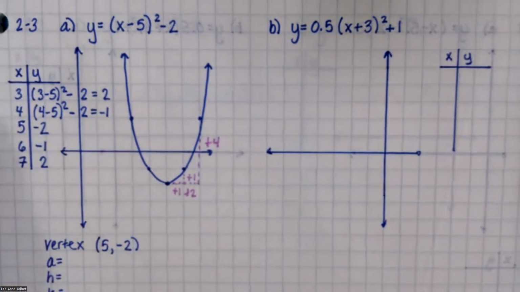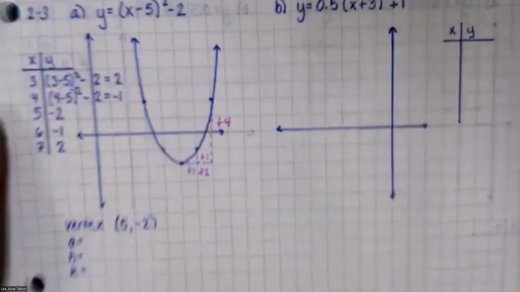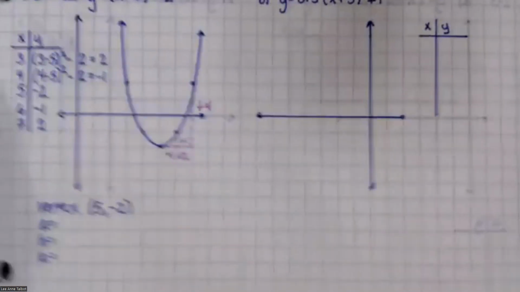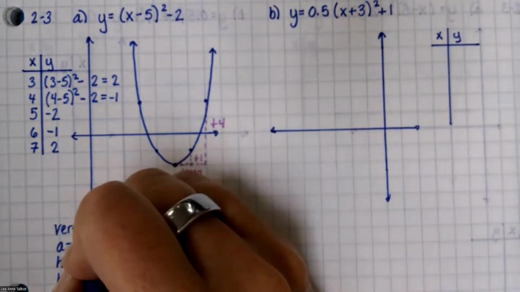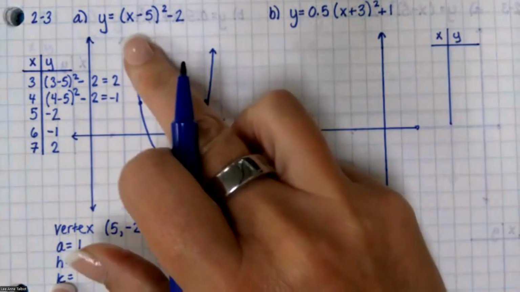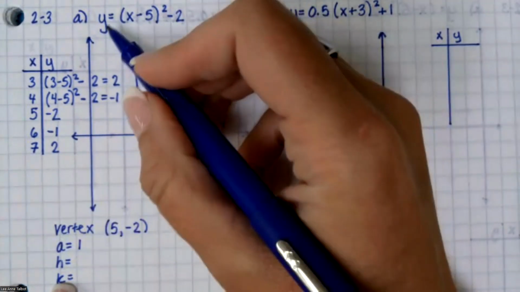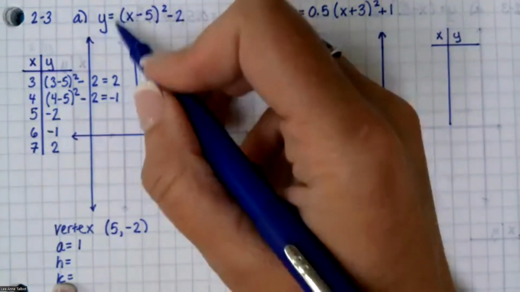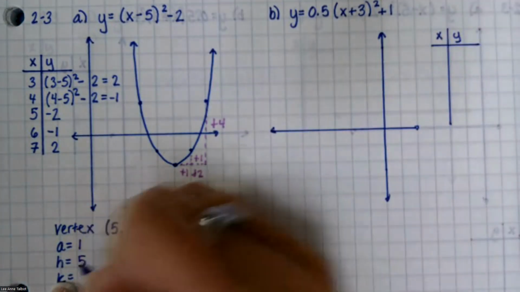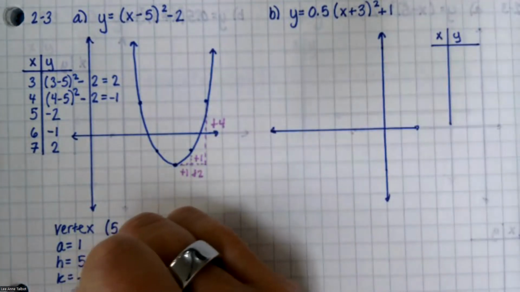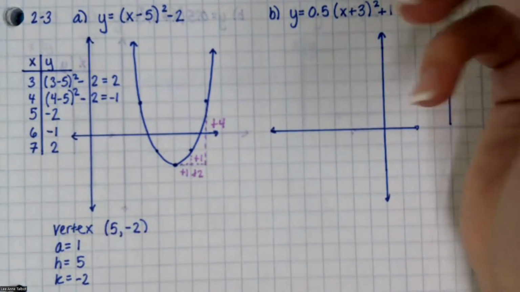We're going to identify A, H, and K and create the transformations. Okay, in this problem, A is 1. Do you guys all see the 1 right in the front there? Nothing there means it's a 1. Okay, H is +5. K is -2.